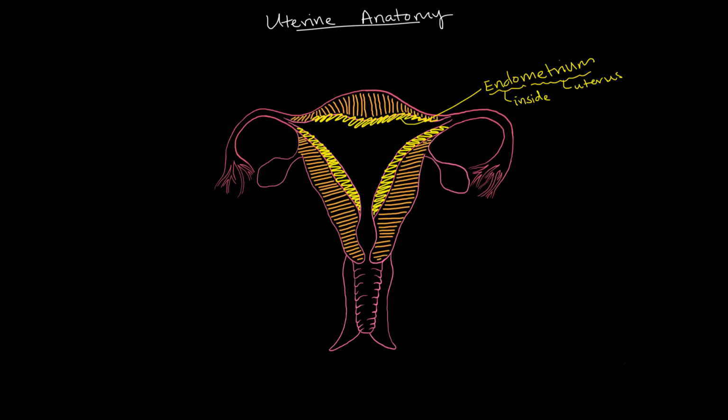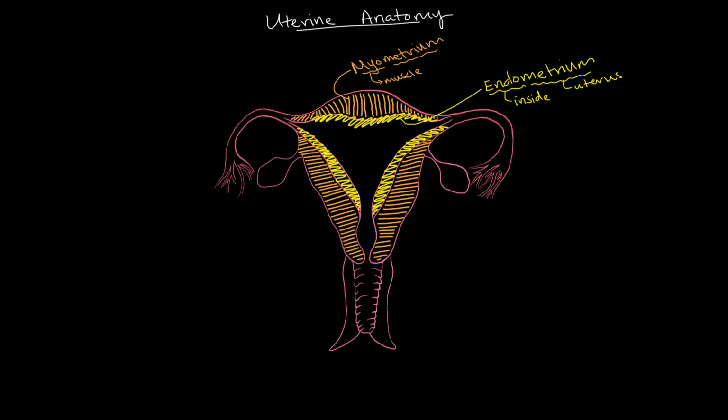The next main component of the uterus is the myometrium, drawn in here in these orange lines. Again, metrium means uterus and myo means muscle. So the myometrium is the muscle of the uterus, and this will be important when we talk about placental pathologies and placental abnormalities.